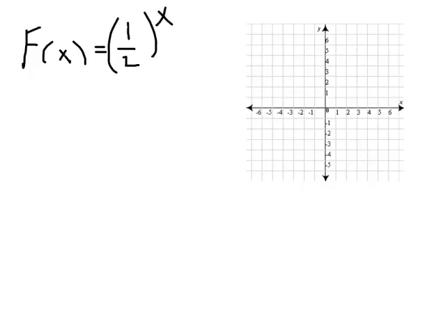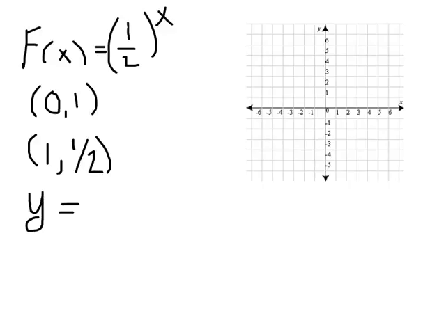Let's look at one more problem here. If I have f of x equals 1/2 to the x power, that is going to go through the point 0, 1. It's going to go through the point 1, comma, whatever its base is. In this case, its base is 1/2. And then it still will have its horizontal asymptote at y equals 0.